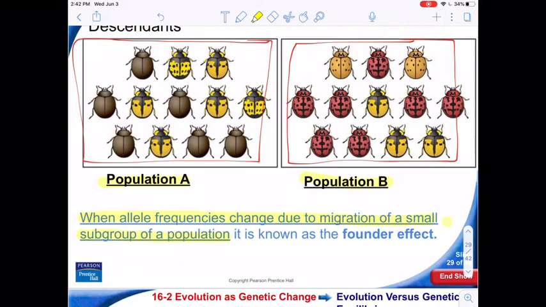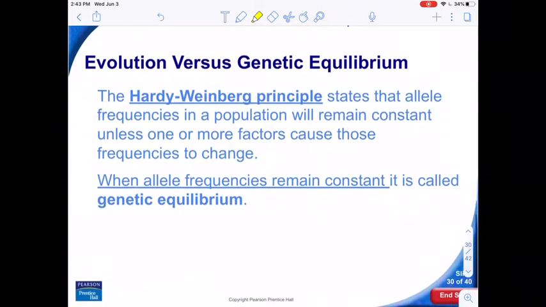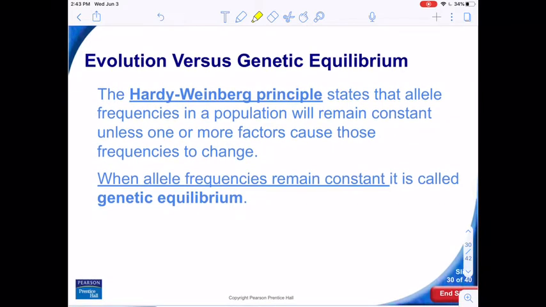The last thing we're going to talk about is when populations aren't evolving, there is a reason. And that is because they are in genetic equilibrium. So there's actually two men with some funny last names that developed this principle called the Hardy-Weinberg principle. And it states that allele frequencies in a population will remain constant unless one or more factors causes those frequencies to change. When the allele frequencies remain constant is when we find a population in genetic equilibrium.